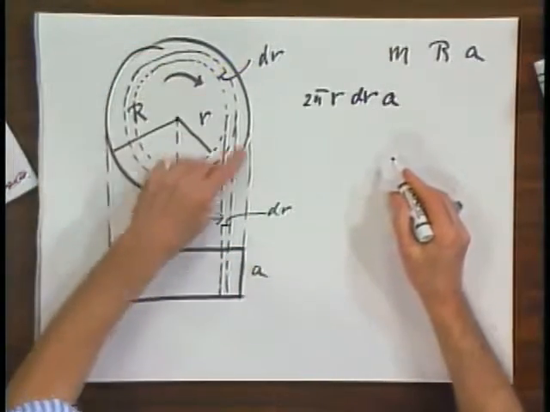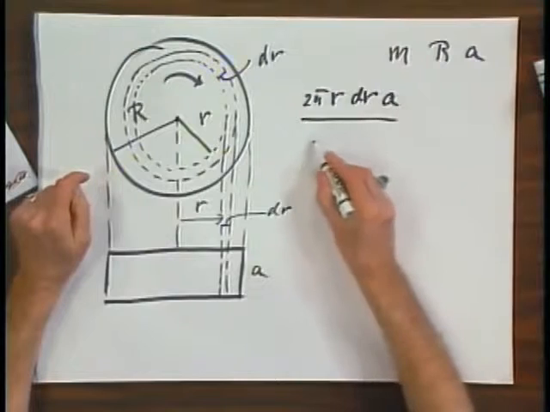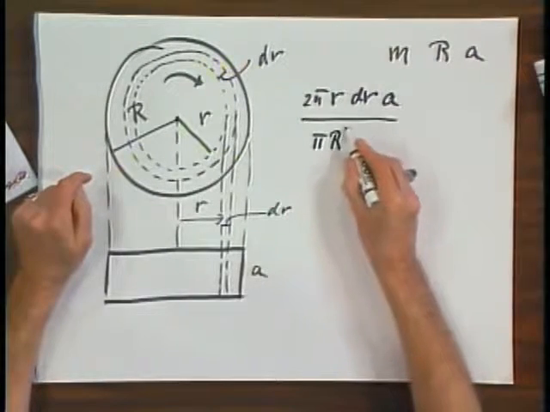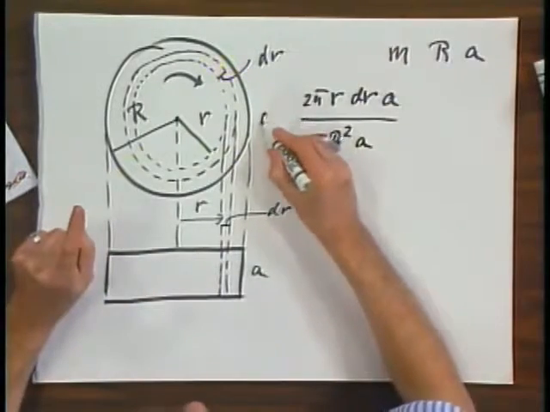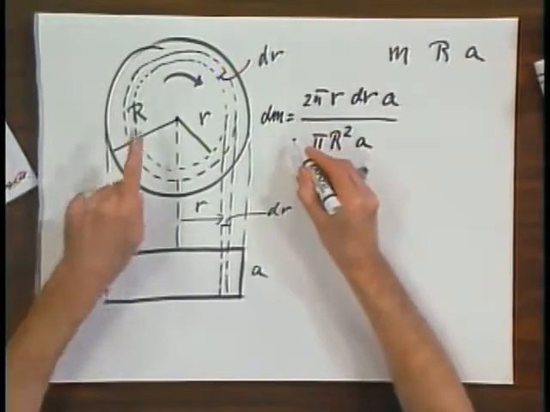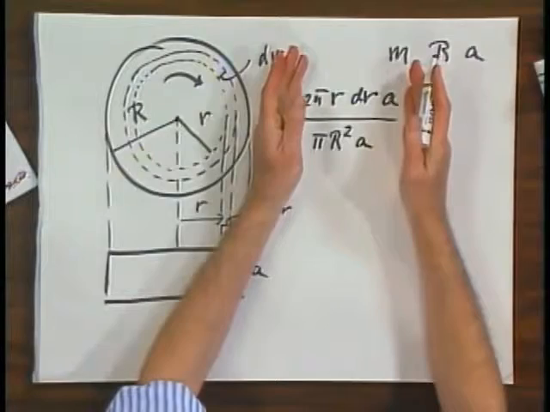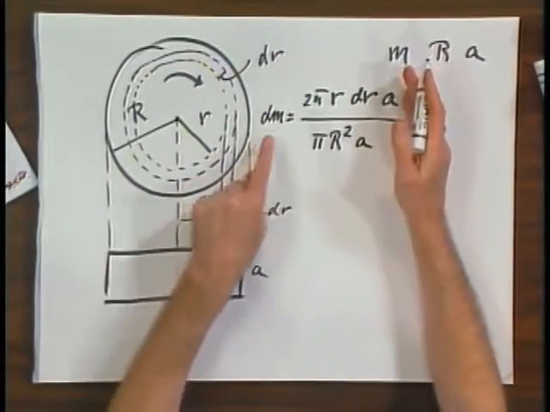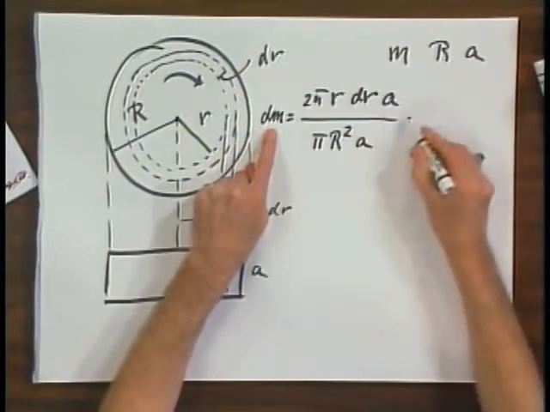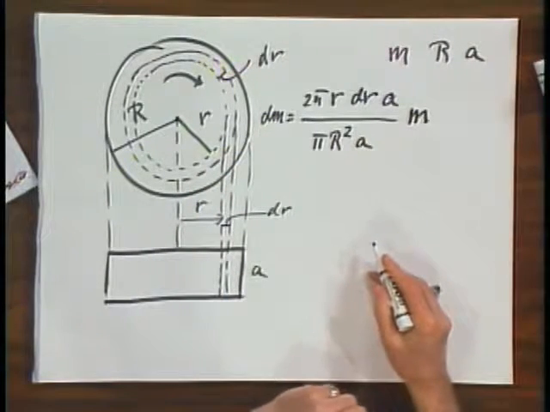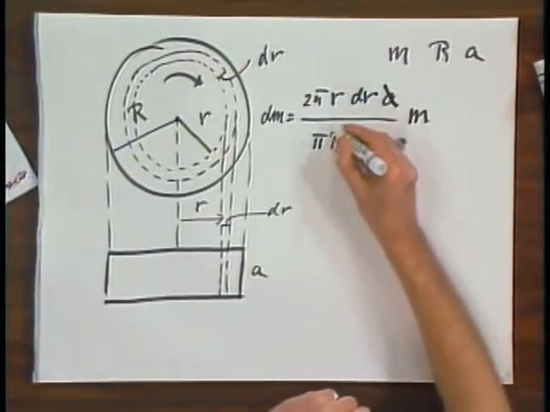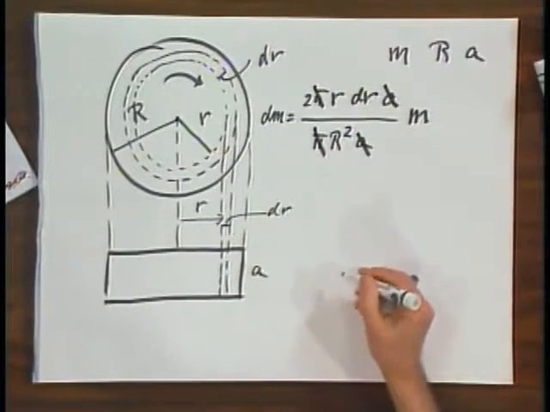What is the total volume of this cylinder? That would be pi r squared times a. So the mass that is in this ring, dm, is this fraction of the total mass, multiplied by the mass of the disk. You see, a cancels and pi cancels.